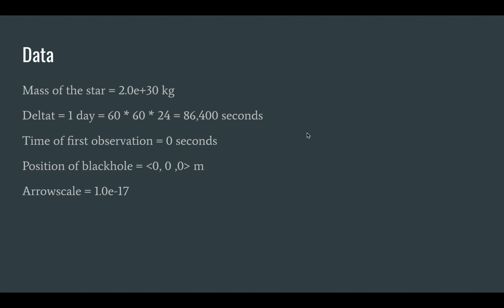And then some of the data values that I'm going to be using is the mass of the star, which was given, a delta t, which is the time between the data points, which is going to be 1 day, or in SI units 86,400 seconds. The time of the first observation, which is just 0 seconds. The position of the black hole, which is at the origin, and then the length of the arrow showing the net force, and the parallel and perpendicular components is just 10 to the power of negative 17.